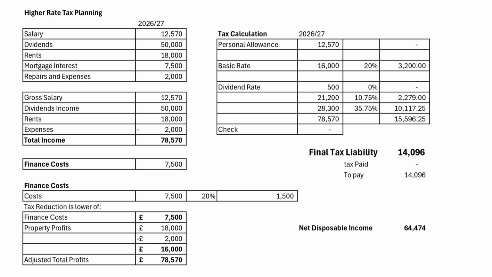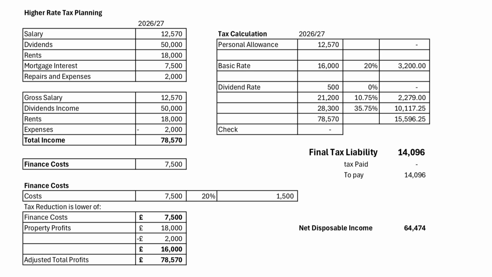So hopefully you can see on screen in the bottom left-hand corner, we have $7,500 finance costs, we have 16,000 property profits, and we have 78,570 adjusted total profit, which therefore means that the lowest of those is going to be our finance costs of 7,500. Now, the tax reducer, or the allowance that we can claim for the finance cost, is 20% of our finance costs. This does not matter if you're a high rate taxpayer, additional rate taxpayer, a basic rate taxpayer. It is always 20%. So 7,500 times 20% is 1,500.